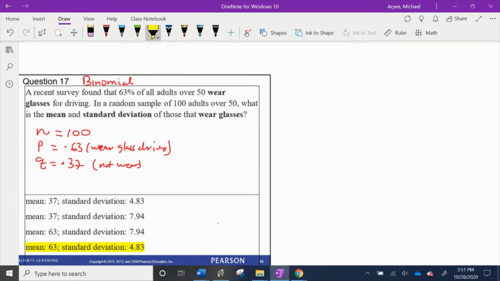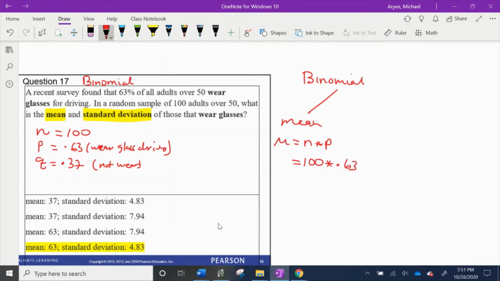Now the good news is that this question really doesn't want us to do much. We want the mean of the binomial. We want the standard deviation of the binomial. So that is one of the formulas I want you to know. If you have binomial and it asks you for the mean, mu is just n times p. So in this case, all you're going to do is say 100 times 0.63, and that is 63.